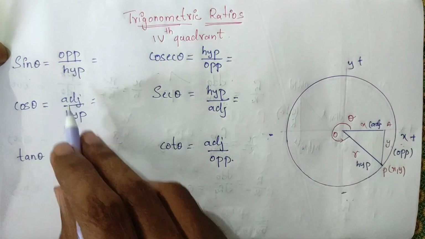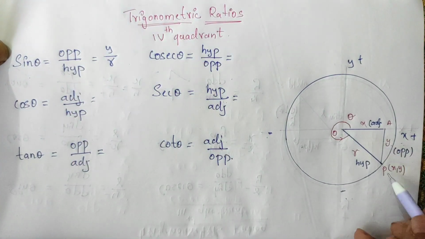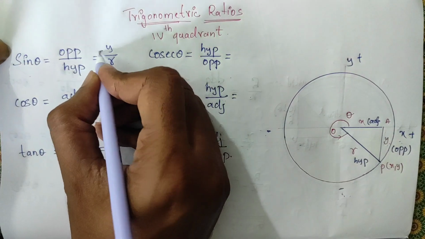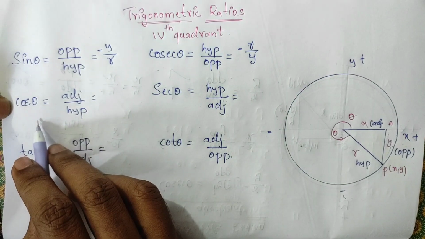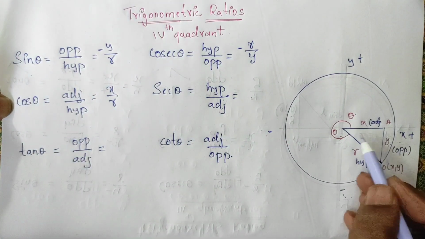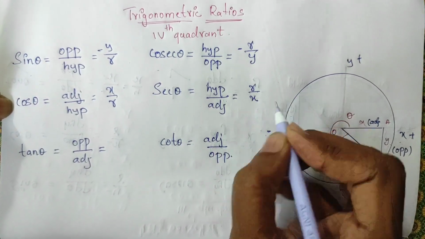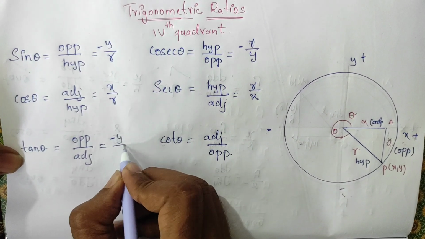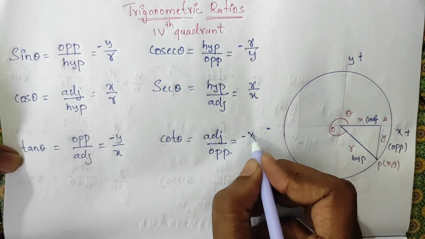Opposite by hypotenuse is again y by r. We know y is the distance from the x axis, and it is negative in the fourth quadrant, so minus y by r. Similarly cosec theta can be written as minus r by y. What about cos theta? Adjacent by hypotenuse. The adjacent side is x, hypotenuse is r, x by r. In the fourth quadrant, x is positive, so it will be positive. So sec theta can be written as r by x. Similarly, tan theta is opposite by adjacent. Opposite here is y, that is minus y, by x which is positive. Cot theta can be written as minus x by y.